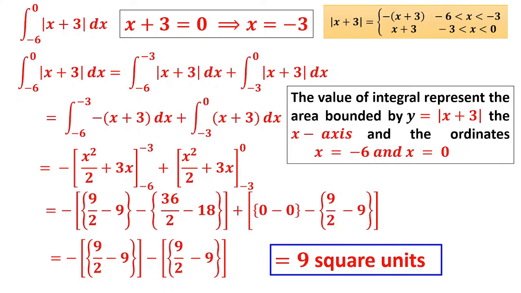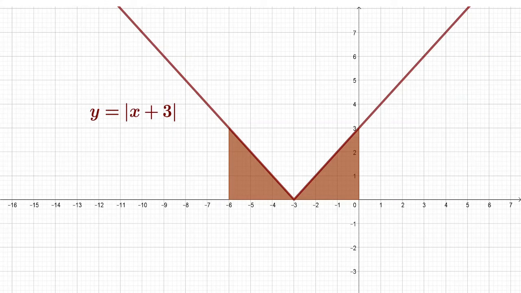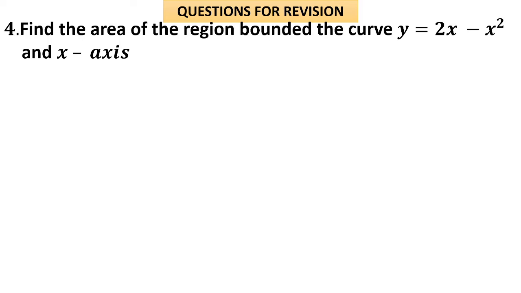The value of the integral represents the area bounded by the curve y equals mod x plus 3, the x-axis, and the ordinates x equals minus 6 and x equals 0. You can simply tell that by the lines x equals minus 6 and x equals 0. Now this is the diagram once again. y equals mod x plus 3. You are seeing it is a modulus function, and from minus 6 to 0, the value of that shaded region is 9 square units.